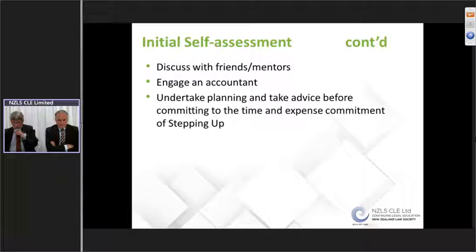So as I said, undertake some planning and self-assessment, and take advice before committing to the time and expense that you'll undergo in the Stepping Up course. The Stepping Up course, of course, deals with these things very thoroughly, and I'd encourage you to treat it as a very valuable resource to equip you to go into practice on your own account. It's not just a regulatory requirement. Back to Paul now on the question of suitability.